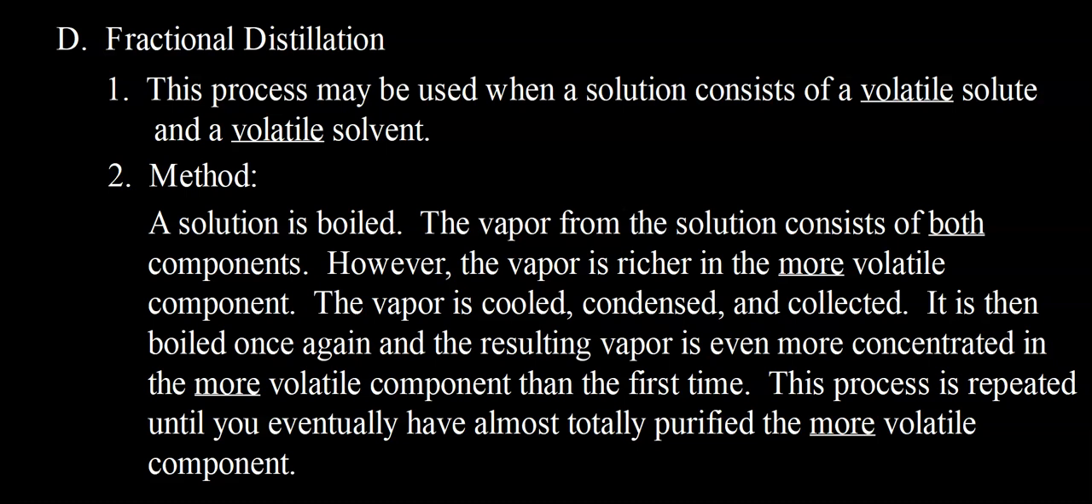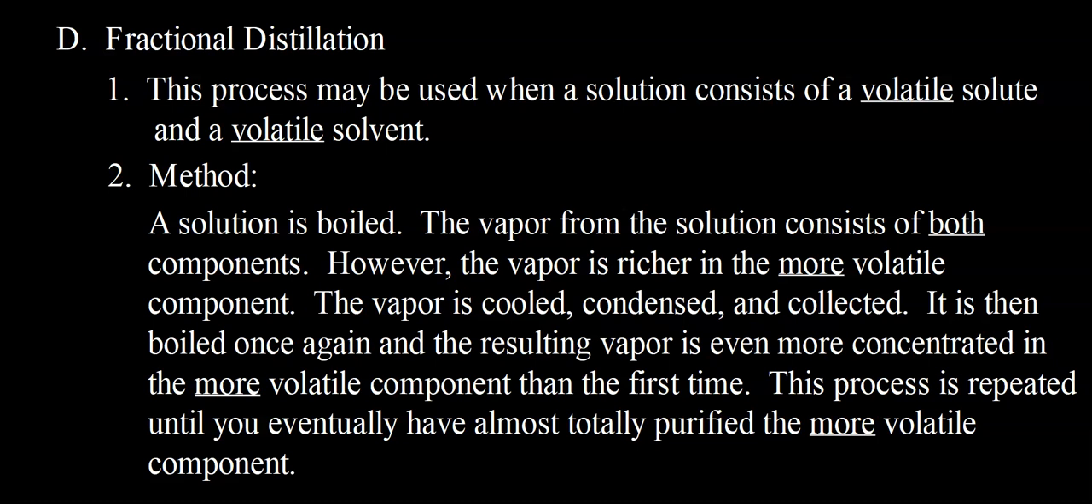So here's what we do. Again, it starts off the same. You take the solution and you boil it. However, that vapor that you end up with will consist of both solute and solvent components because both are volatile. However, you're going to have more of the more volatile component. The vapor is richer, or more concentrated, in the more volatile component. The more volatile substance is the one that's going to evaporate more readily, more easily, and so your vapor is going to consist more of that substance.